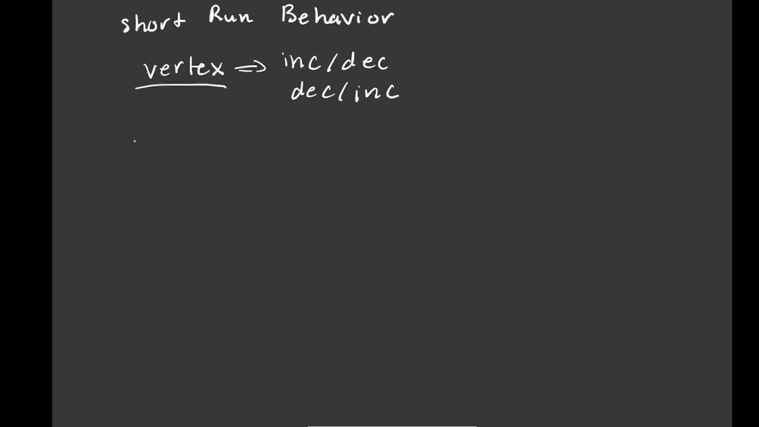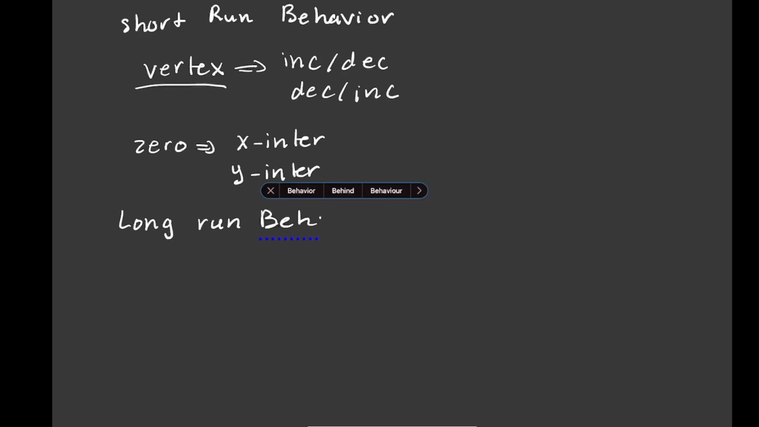We also care about the zeros of the function, meaning my x-intercept and my y-intercept of the graph. So these are what we call the short run behavior of the graph, what's happening with the graph that we are able to obtain. Now the long run behavior of the graph is what happens as my x values go to infinity.